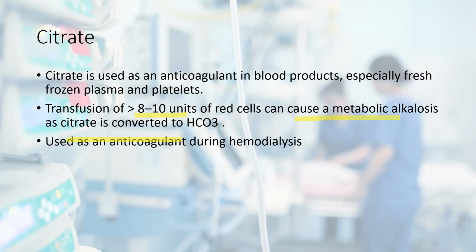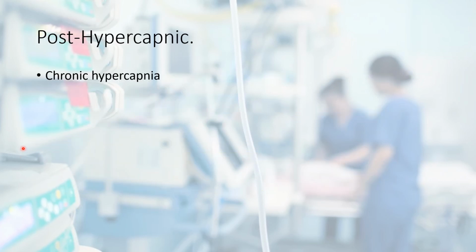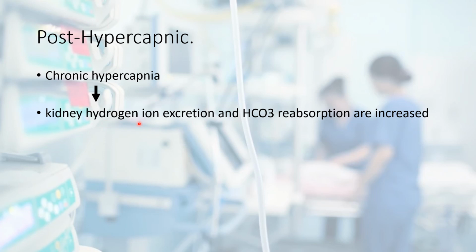This component is also used in hemodialysis, and if the rate of citrate administration is excessive, the blood flow is limited or the membrane becomes clogged in the dialysis machine. As a result, citrate can accumulate, producing a metabolic alkalosis. Finally, in chronic hypercapnia patients, the kidney causes hydrogen ion excretion and bicarbonate to be reabsorbed, and so metabolic alkalosis develops, and further it can bring the pH back towards normal.